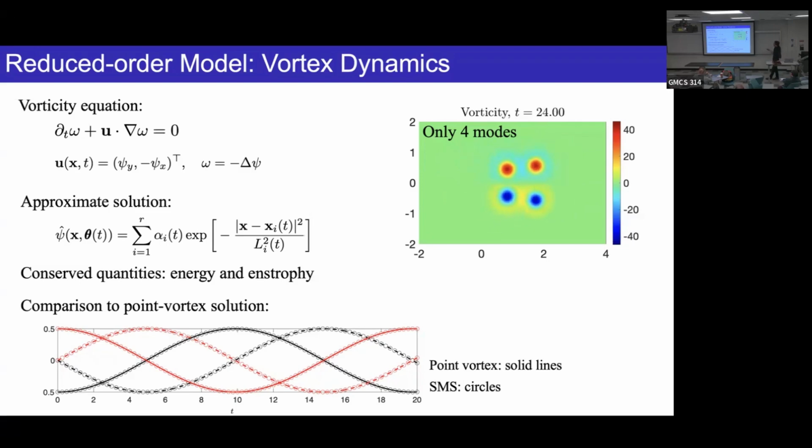In fact, what we did is that we looked at point vortex methods for solving these equations. And here what you see is the comparison between the point vortex method and our method. The circles are the SMS solution, and the solid line is the point vortex method, and they're in excellent agreement with each other. It's just a sanity check to make sure that the solutions are accurate.